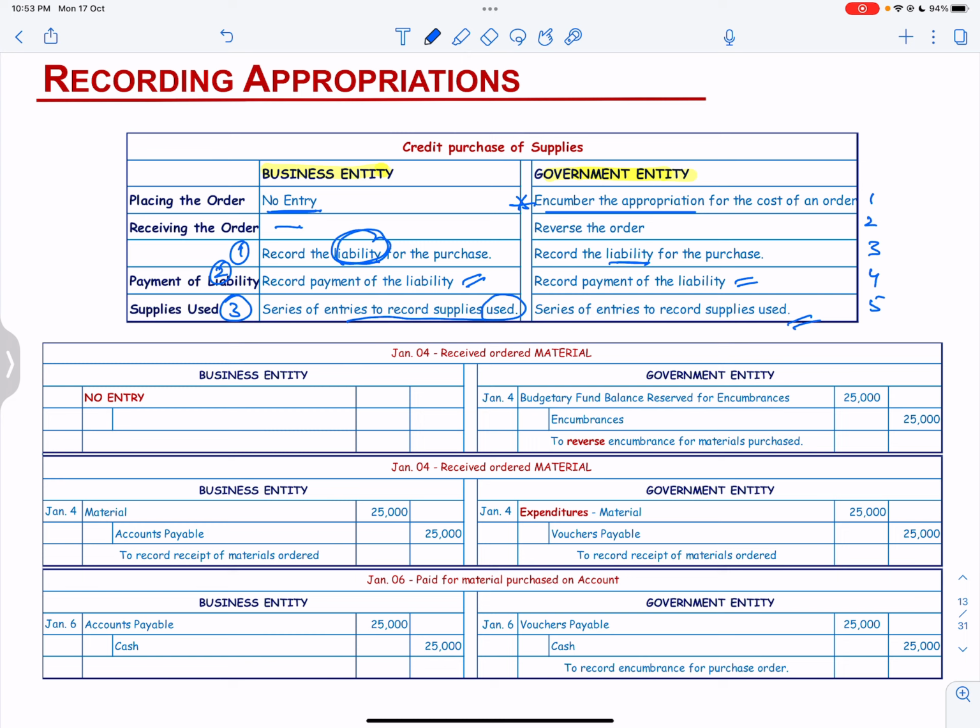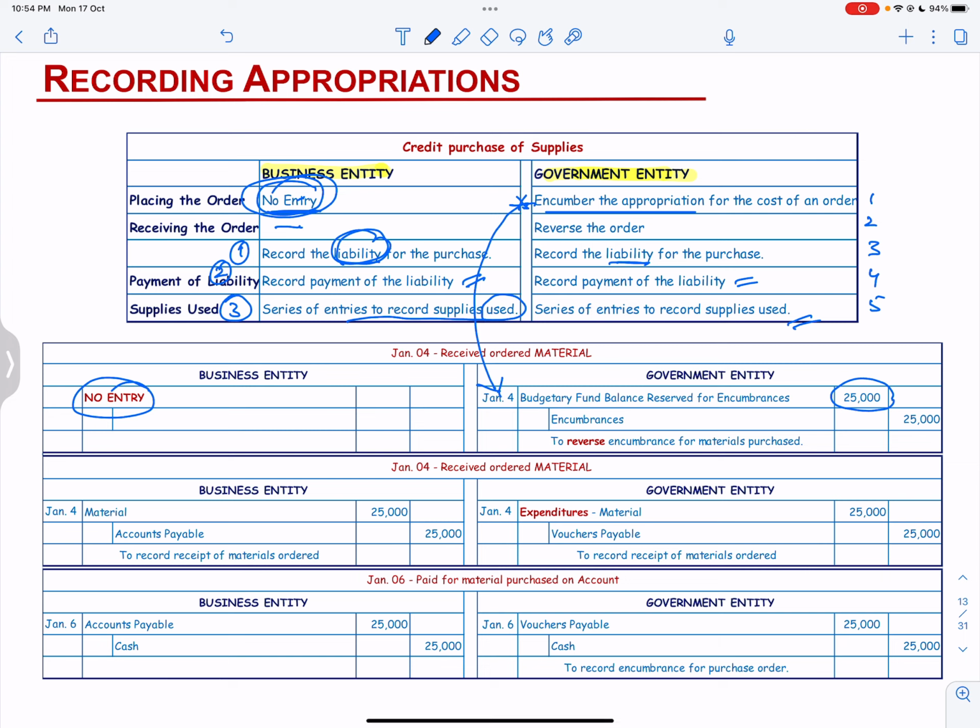Now, suppose they have placed an order for material for 25,000. So when they are placing an order for material for 25,000, you see no entry is going to be made at the time we place the order. But in the case of government entity, budgetary fund balance reserve for encumbrance is debit and encumbrance is credit. That is what we have done. We have recorded the encumbrance.